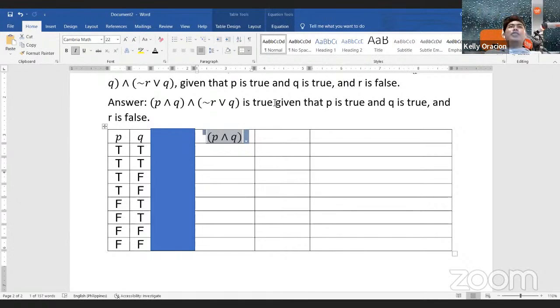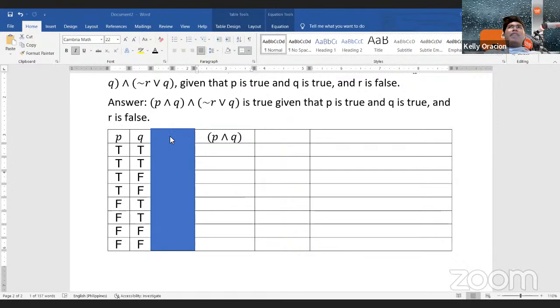Anyone can check your answer? Okay, very good, that's correct. A conjunction is true only if both variables are true. The whole statement becomes true if both P and Q are true.